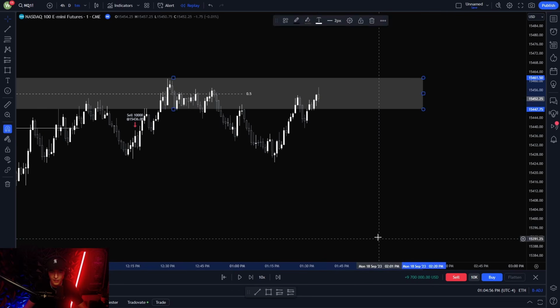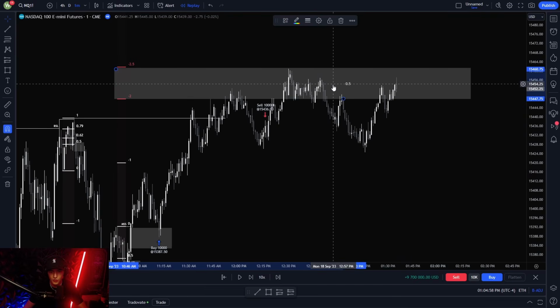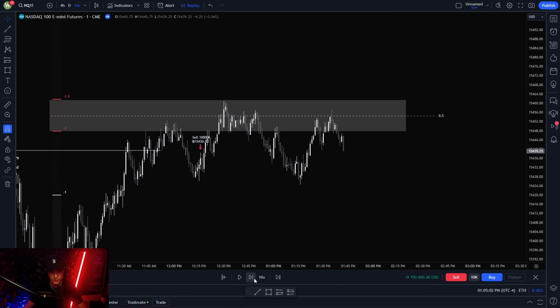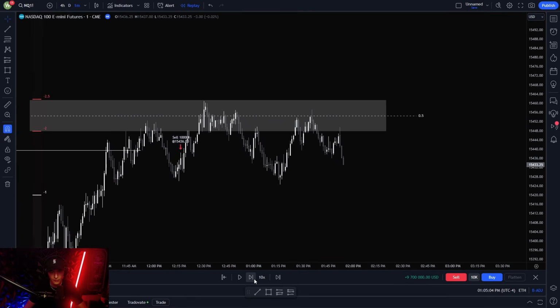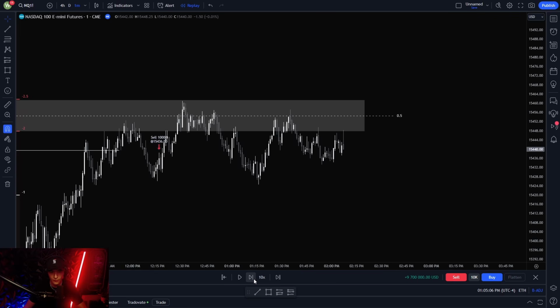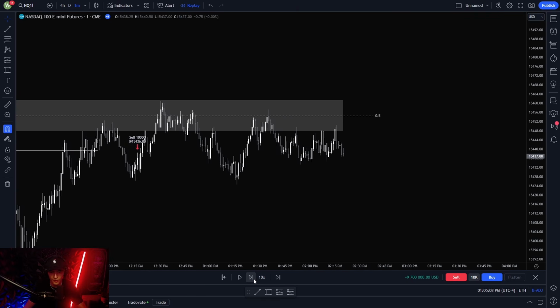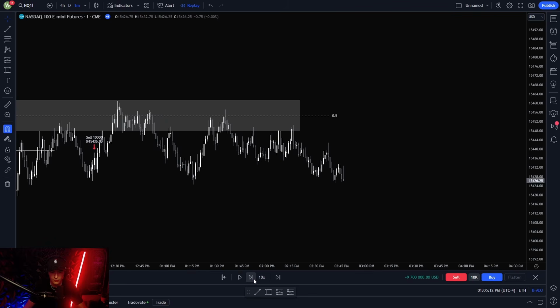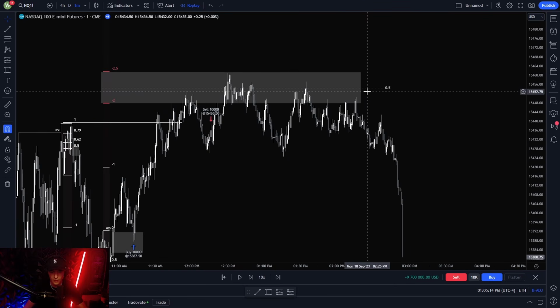The entire day, this 2.5 projection acts as a point of resistance. The whole day. Notice every time we come back up here, every single time. And then we end up selling off.